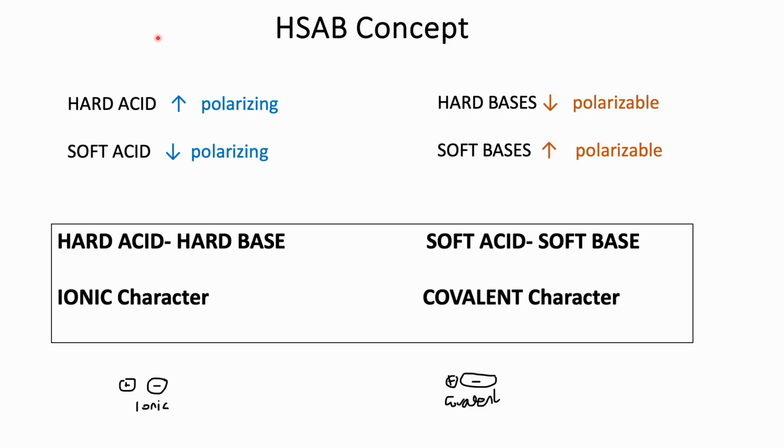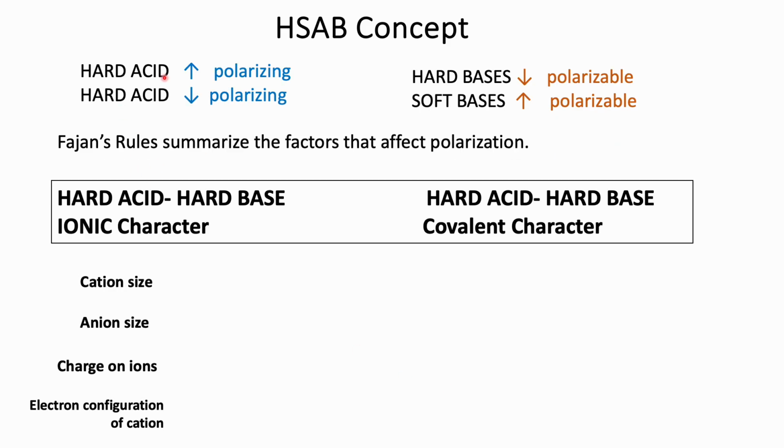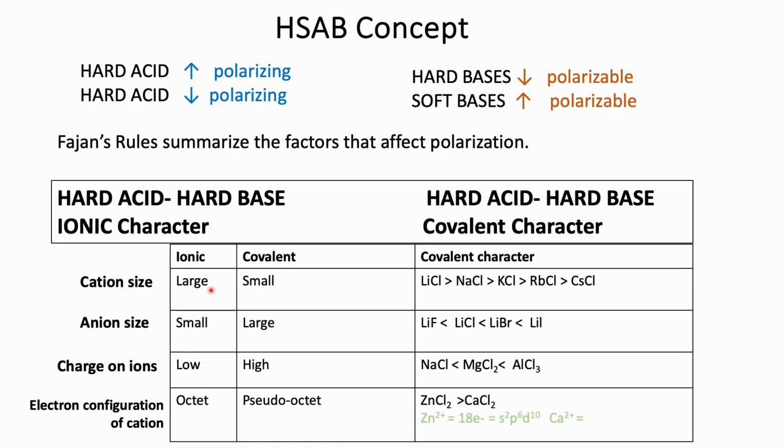Again, hard is ionic character because it's small ions. Soft is covalent because you would have big anions. So, Fajans' rules summarize the factors that affect polarization, in terms of cation, anion, and so on. Fajans' rules summarize the factors that affect your polarization. In terms of your cation, ionic.